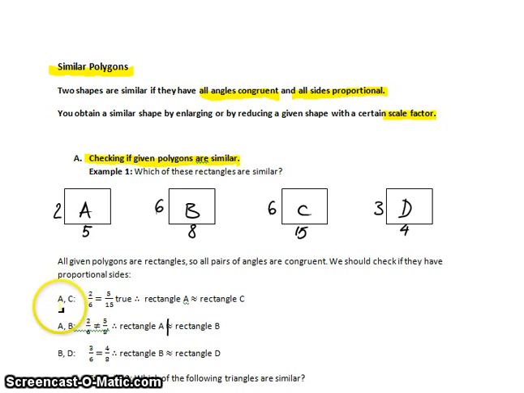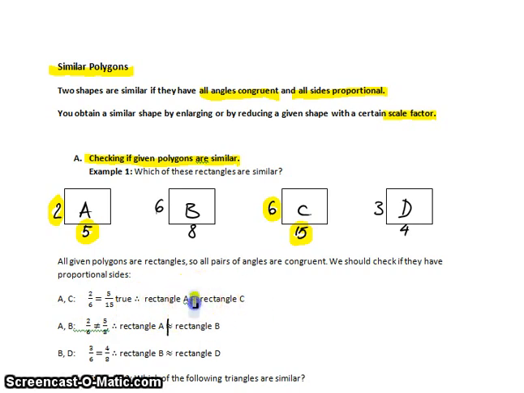For rectangles A and C, small side of rectangle A over small side of rectangle C, the first part of the proportion, the first ratio. Now second side of rectangle A over second side of rectangle C. Because the two ratios are equal, they form a proportion. 2 over 6 is equal to 5 over 15. This is true. Therefore, rectangle A is similar to rectangle C.